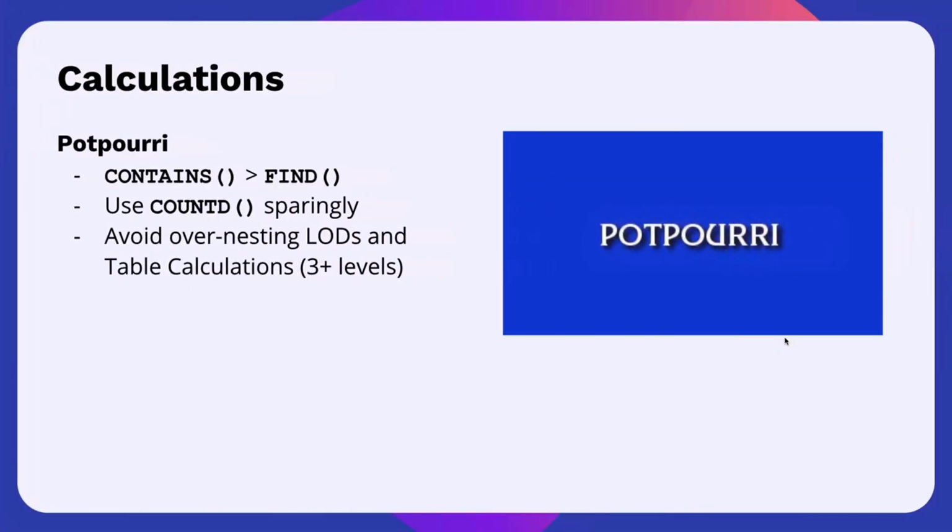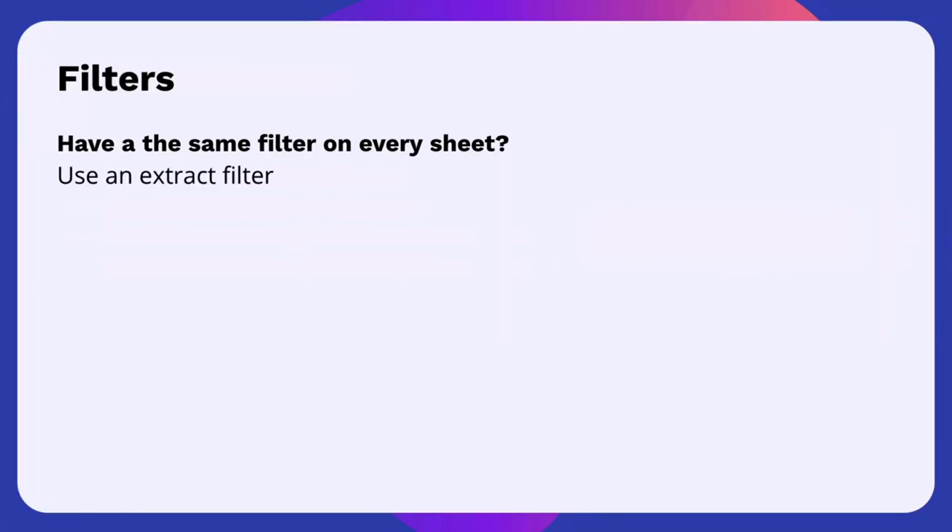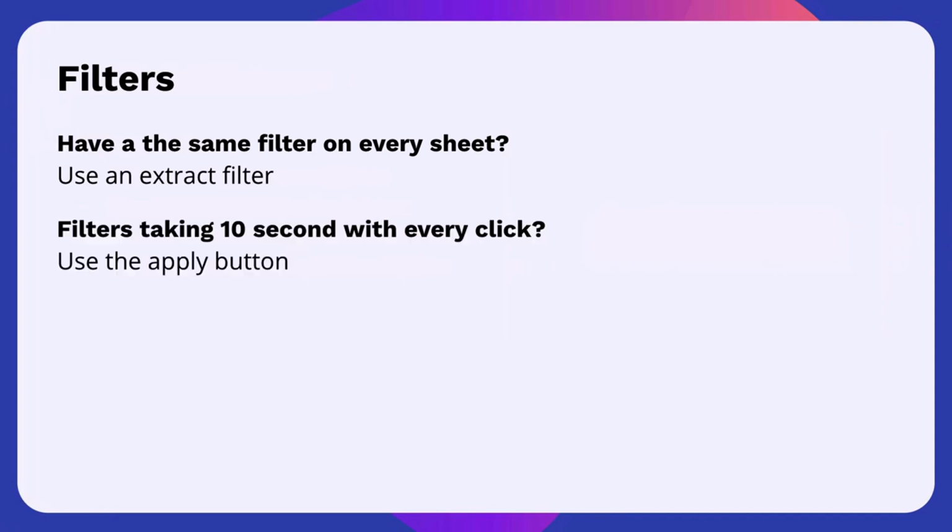So let's hop into the next section, filters. And I've called out a number of key points here. And I'm going to start to do a speed round because we're certainly long-winded at this point, and I want to cover off as much as I can. If you have the same filter across every sheet, you should absolutely use an extract filter. Put that into the extract. You don't need that coming through on your visualization at all.